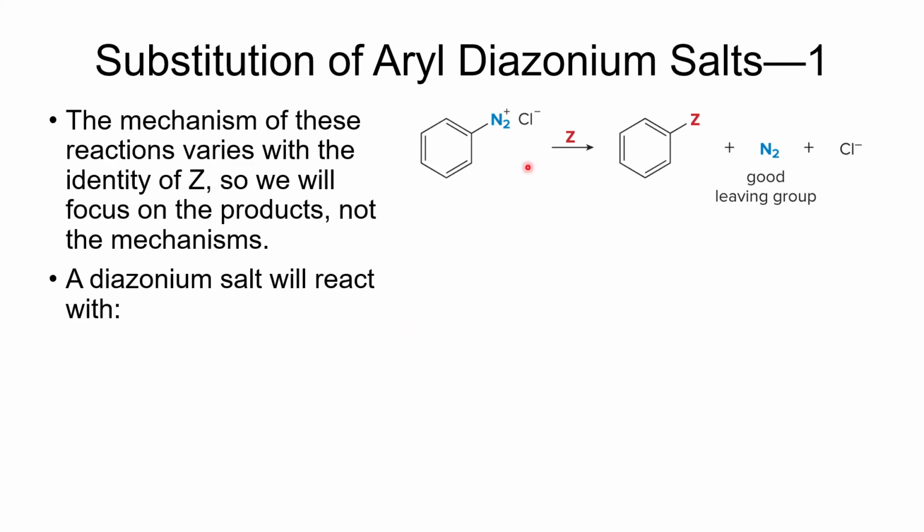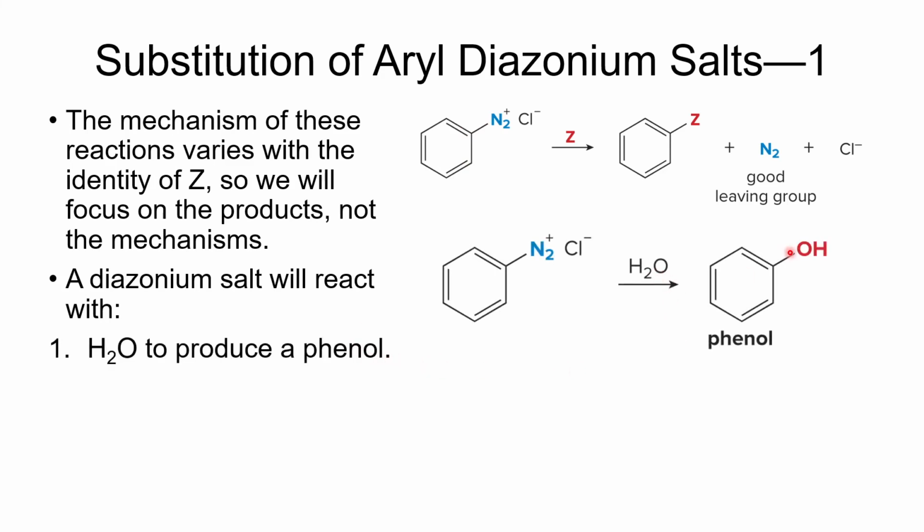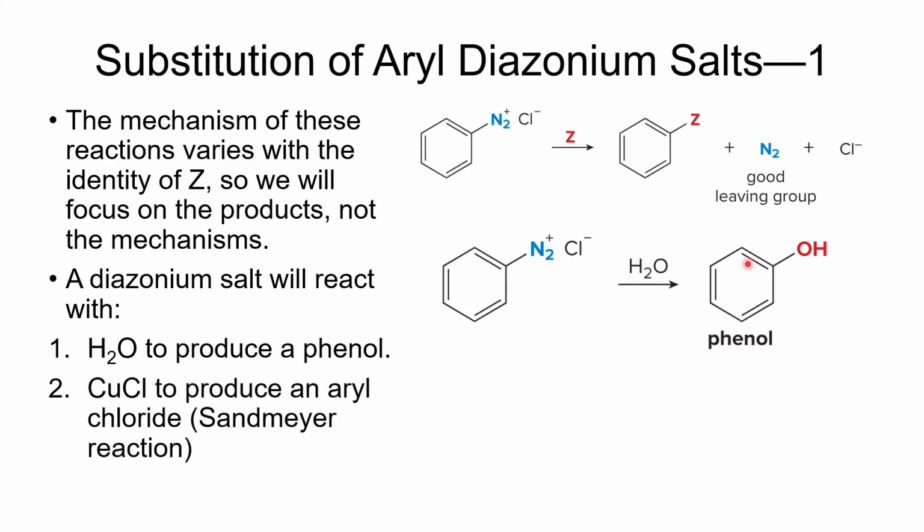So if you take a diazonium salt and you react it with water, you can produce a phenol. All right? That is an incredibly useful thing to be able to do. So if you have this where it was an aniline, you converted it into a diazonium salt, and now you've turned it into a phenol. That is a very useful transformation to be able to do.